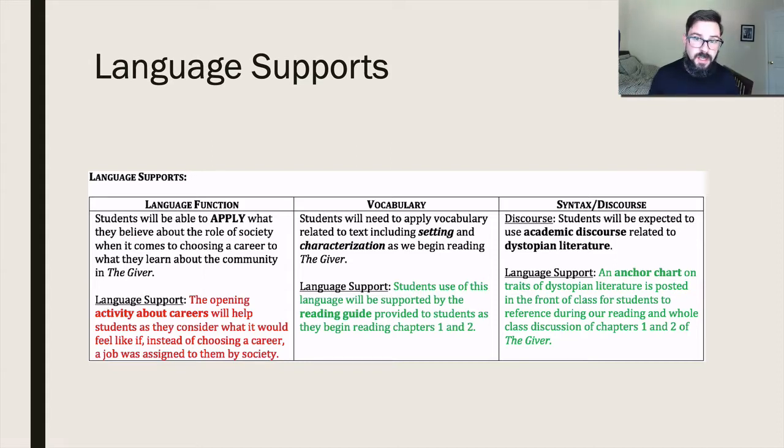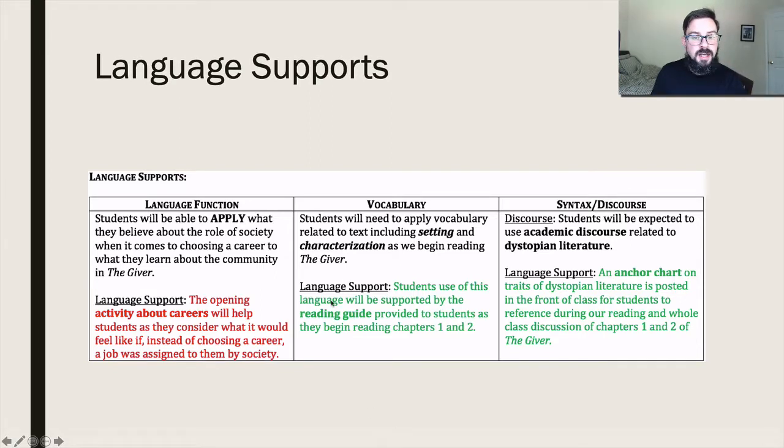And that language support will come in an activity about careers, that opening activity that I'm doing with students. Over here you will see vocabulary. The vocabulary that I'm choosing is setting and characterization. Again, that's the academic vocabulary that's important to chapters 1 and 2, establishing that expositional element of a text. And then students use this language through a reading guide.